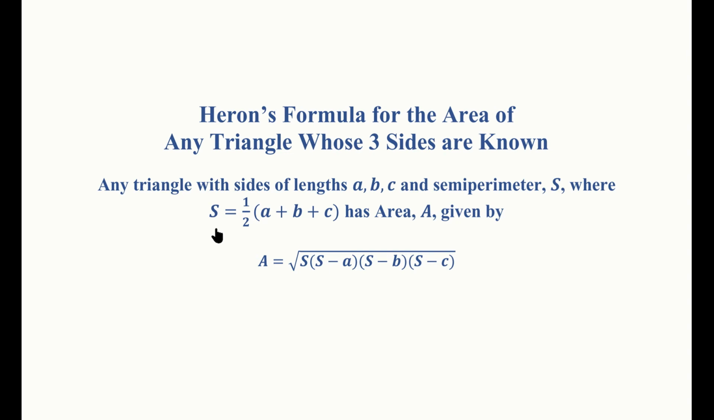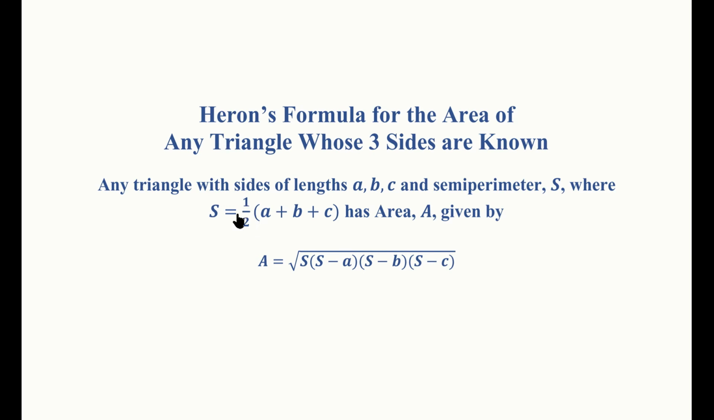So what Heron came up with is the fact that if you find for that triangle what's called the semi-perimeter, which is exactly what it sounds like, it's half the perimeter. Notice that if you have a triangle with sides A, B, C, if you add those sides, you get the perimeter, right?